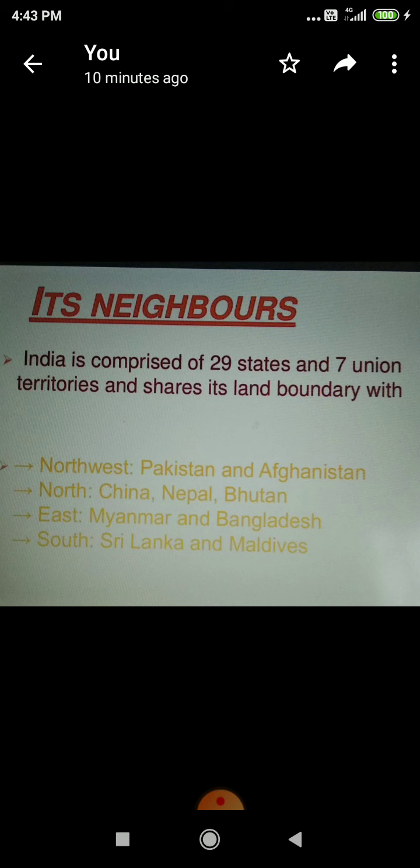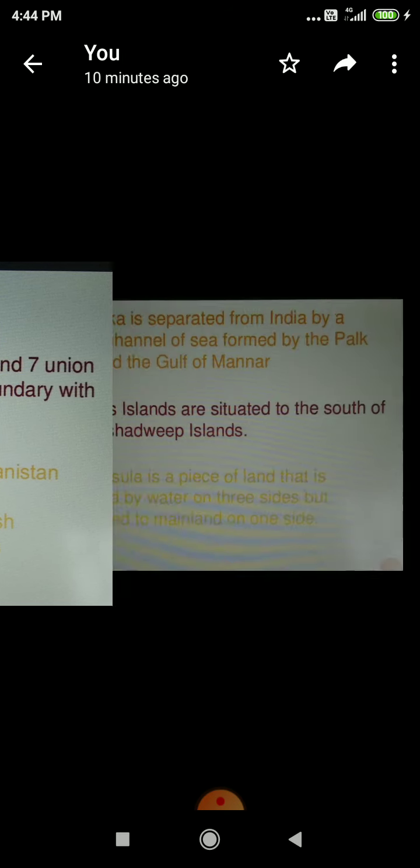India shares its land boundary with Pakistan and Afghanistan in the northwest, China, Nepal and Bhutan in the north, and in the east we share the land boundary with Myanmar and Bangladesh, and toward the south we have Sri Lanka and Maldives. Through the map also you can easily see Pakistan, Afghanistan, Nepal, China, Bangladesh, Myanmar, Sri Lanka and Maldives.